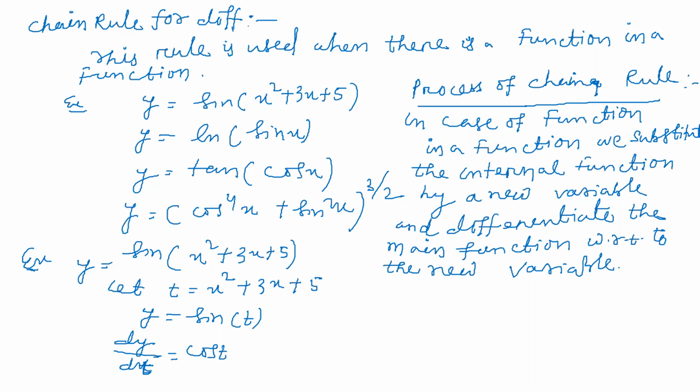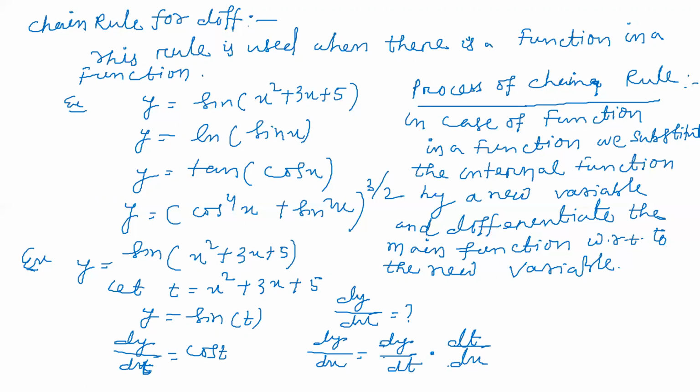But we want to find dy by dx. So this can be written as dy by dx is equal to dy by dt into dt by dx. One dt is multiplied, one dt is divided. No problem, if I cancel, then it is also dy by dx.